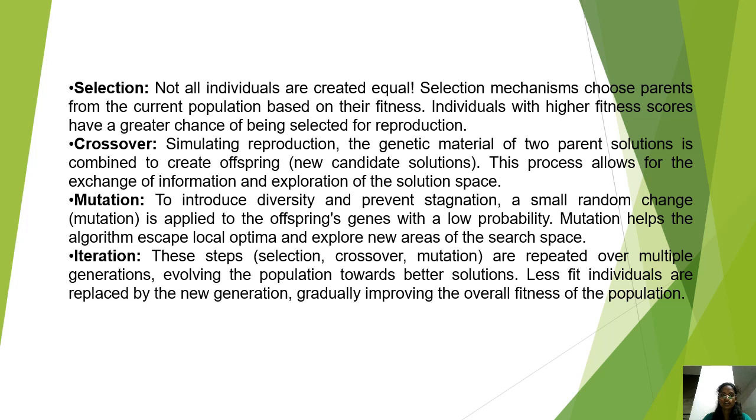And then iteration. These steps, selection, crossover, and mutation, are repeated over multiple generations, evolving the population towards a better solution, with a higher fitness score and effectiveness. Less fit individuals are replaced by the new generation, gradually improving the overall fitness of the population.